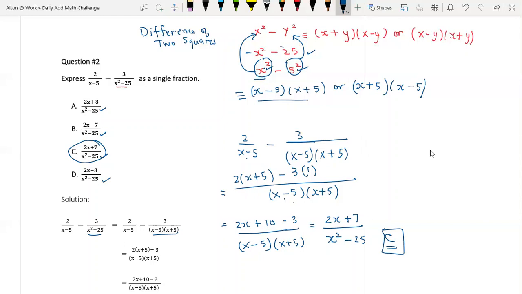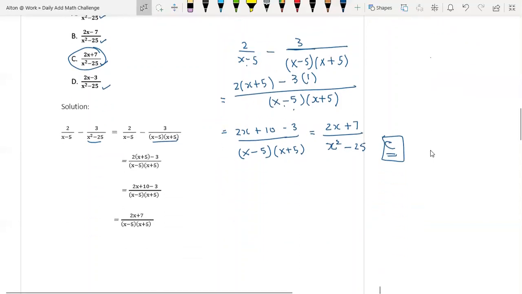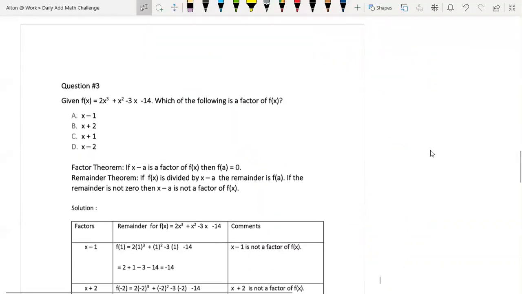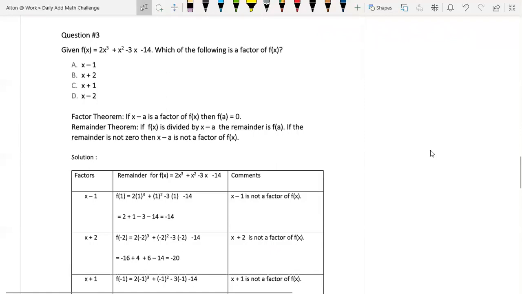Okay, let's proceed to question number 3. Question number 3 is a very interesting question, and it tests your understanding mainly of what is called the factor theorem. So the problem says, given f of x, which of the following is a factor of f of x? And they give us 4 possible factors. One, of course, will be the correct one.